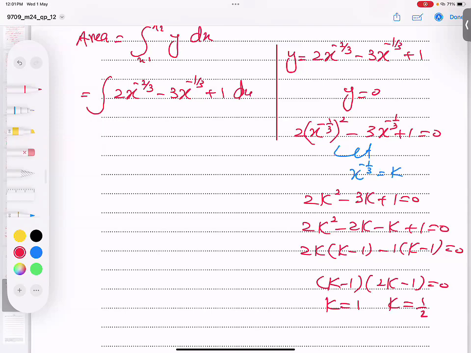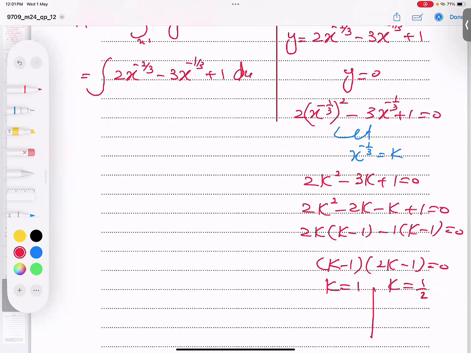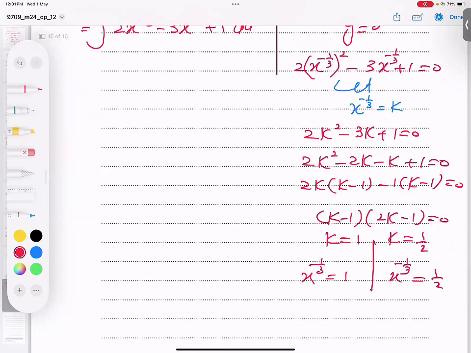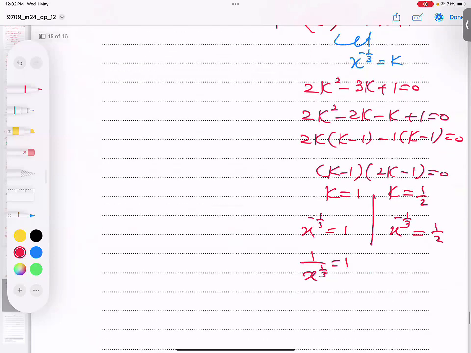And it means I will plug both back in here. So x to power negative 1 over 3 equal to 1. X to power minus 1 over 3 equals 1 over 2. Okay, students, what to do onwards? If I bring this in the denominator, as I said before, the power sign becomes positive. Now cross multiply, so I will get x to power 1 over 3 equal to 1. So cube both sides to get rid of this power. So I get a 1.